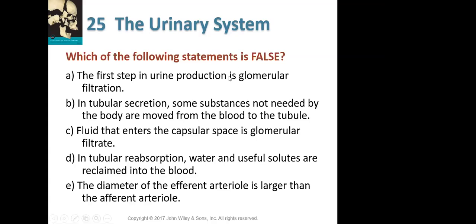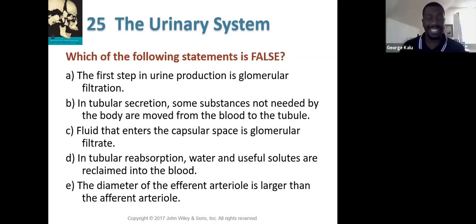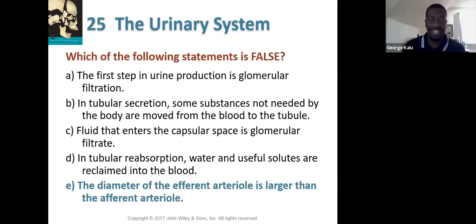I think E. Yes, E is correct. So E is false. The diameter of the efferent arteriole is not larger than the afferent arteriole. The efferent is smaller than the afferent, and again, that helps to create that extra blood pressure inside the glomerulus. Okay, good.